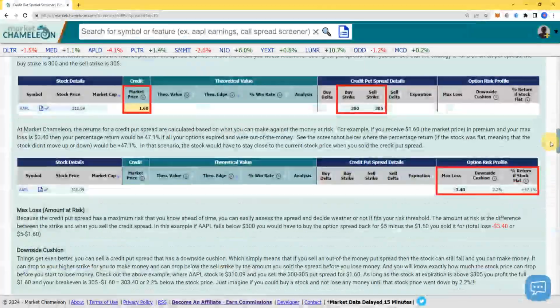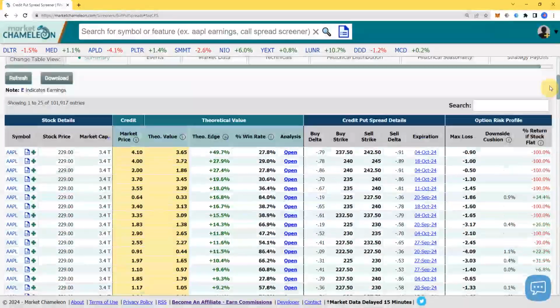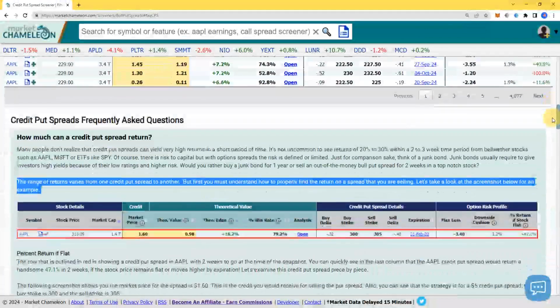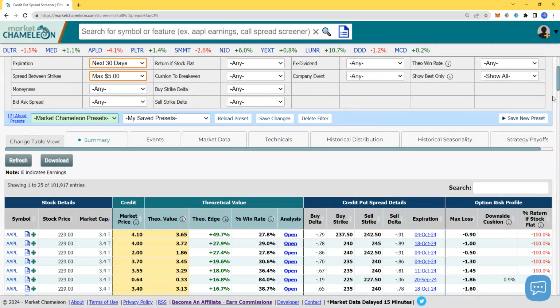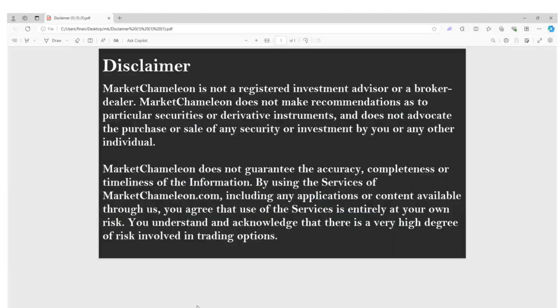You just scroll down on the put credit spread screener and you see all the frequently asked questions. Pretty awesome. Let's do a disclaimer and then go over and look for high market cap stock.